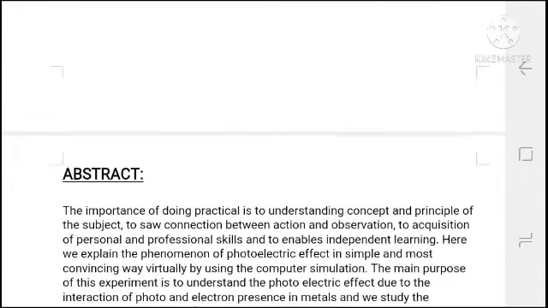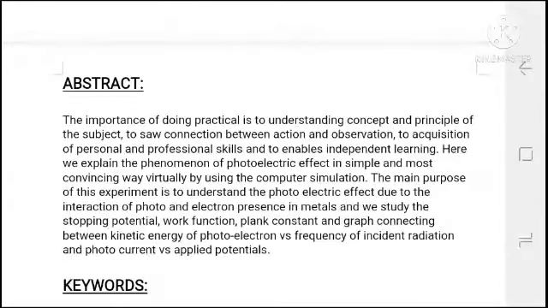Firstly, abstract section. The importance of doing practical is to understand the concept and principle of the subject, to show connection between action and observation, to acquire personal and professional skills, and to enable independent learning.